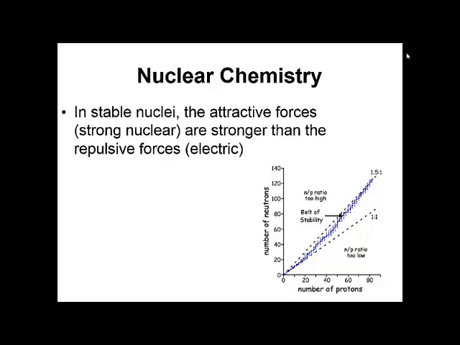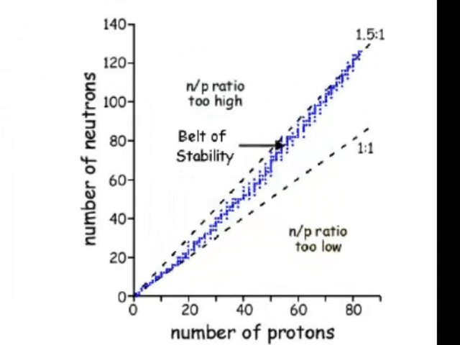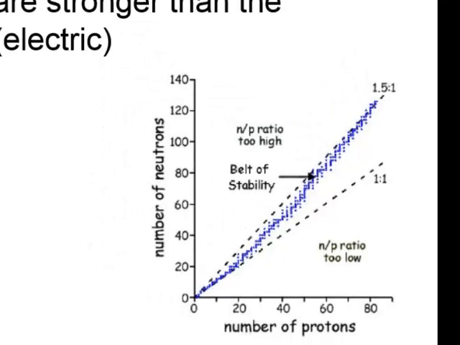This graph right here shows you what's called the belt of stability. The belt of stability is essentially the ratio of neutrons to protons where it's considered to be a stable atom. We're going to talk a little bit about what's going to happen if the balance is out of sorts, if it's above the belt of stability or below the belt of stability.